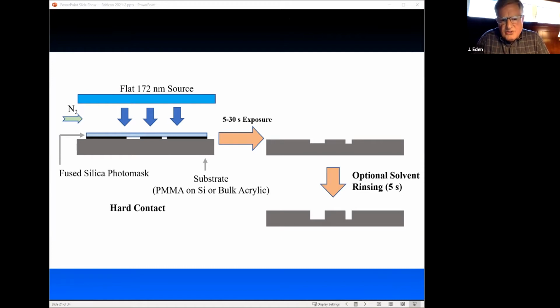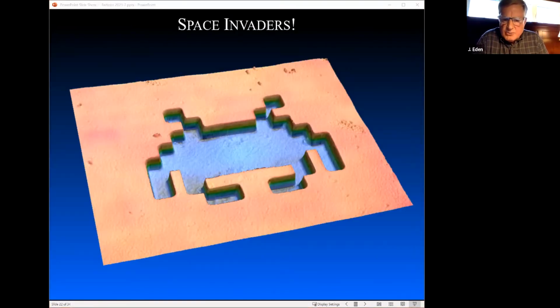Well, what we found is that we can make some very spectacular structures in polymers, for example. And the next slide gives you an example of some of the things that we can do. So you're looking at an image that was recorded by what is known as a laser confocal microscope.